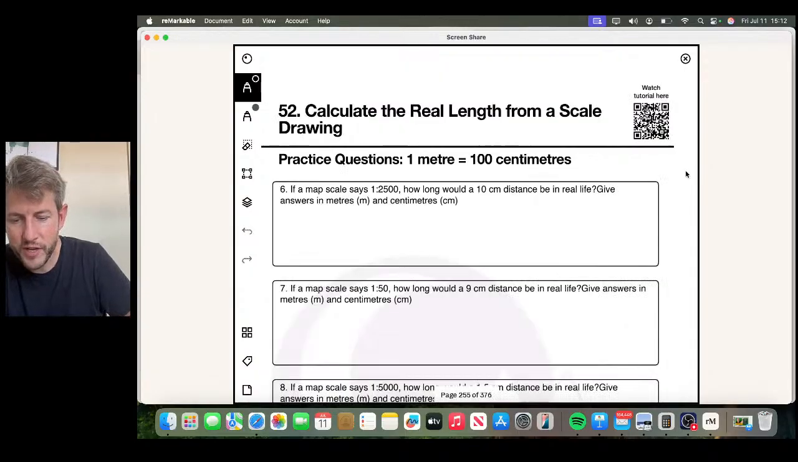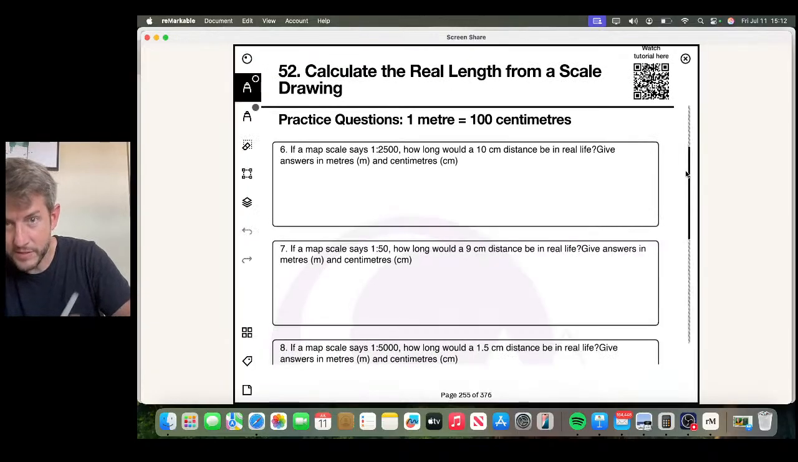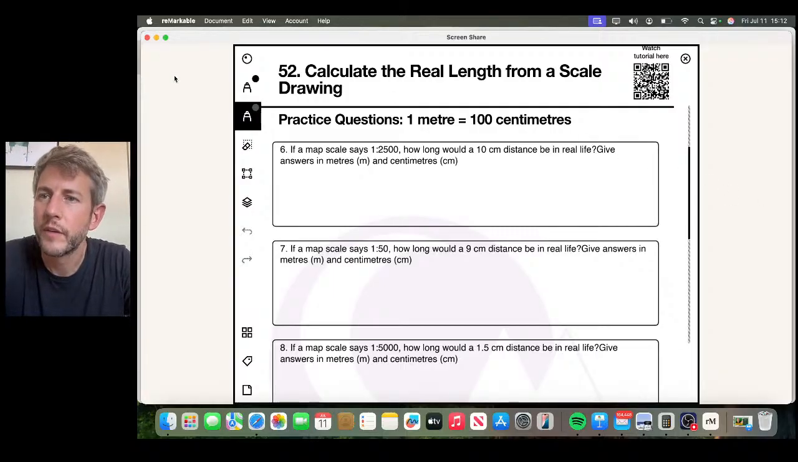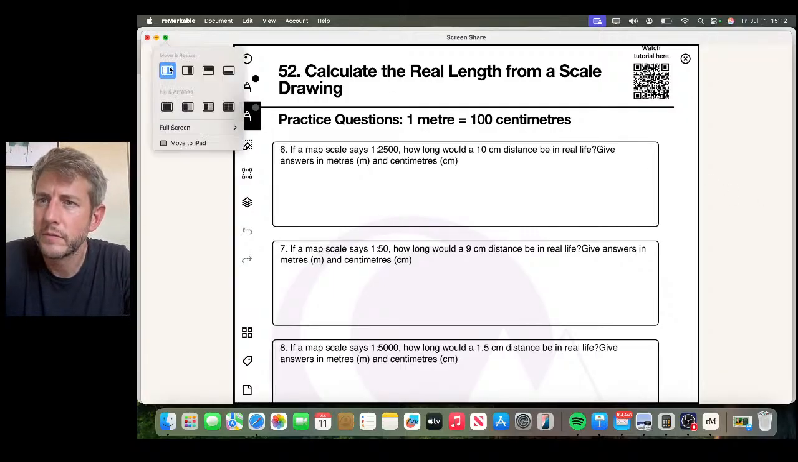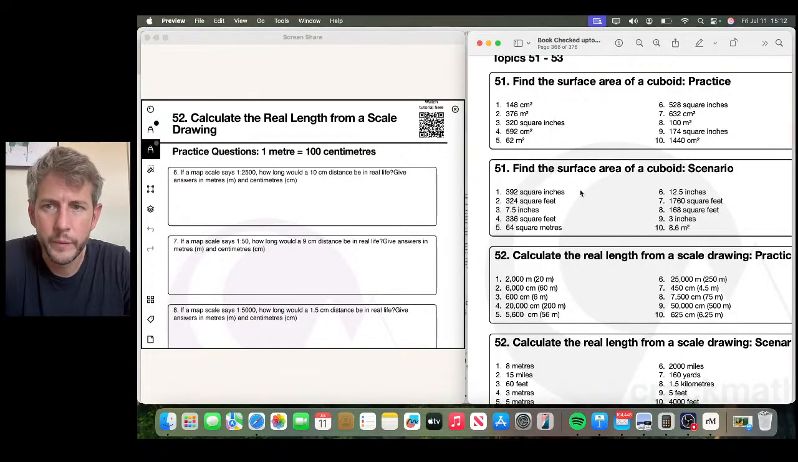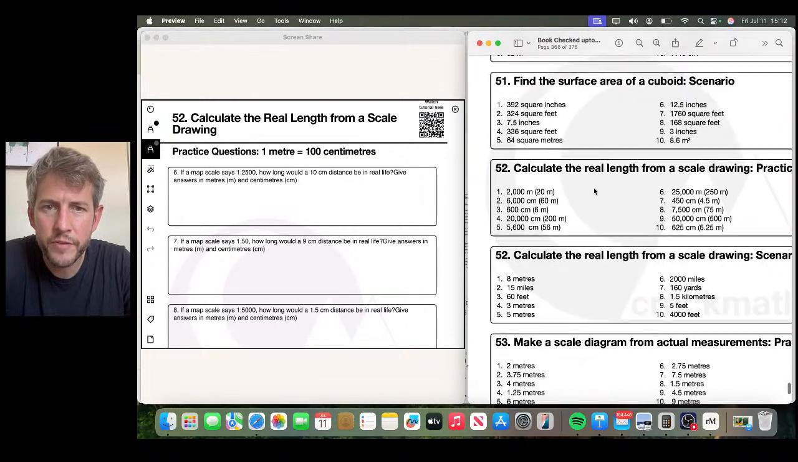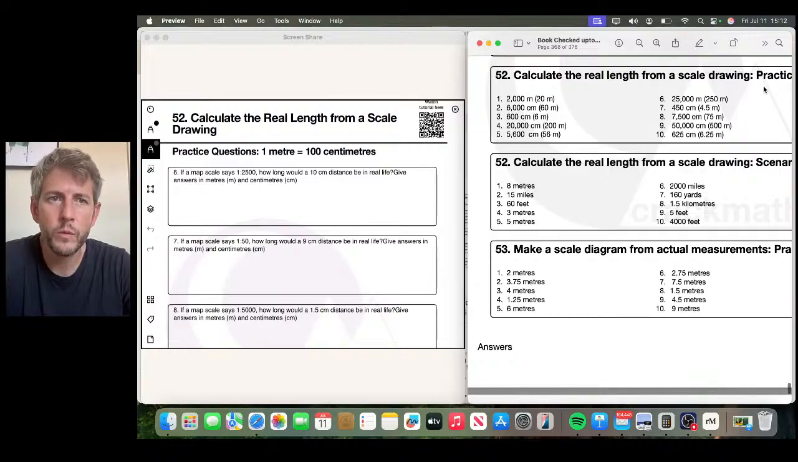Right, question. Oh, let's get that marked. Check that I'm on the right track. So here we go. Right, here we are. Topic 52. Calculate the real thing. Here we go.